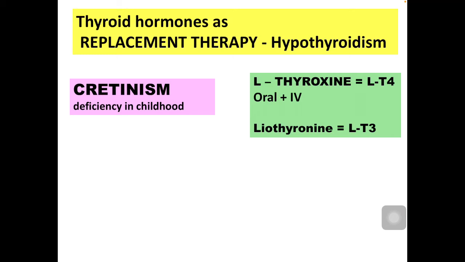Now, where are these thyroid hormones used? The only indication of using thyroid hormones is in replacement therapy, when the body is not able to produce the required amount of thyroid hormones and there is resulting deficiency of T3 and T4 in our body. Now, two types are there. One is childhood hypothyroidism, which is known as cretinism, and another one is adult hypothyroidism, which is also known as myxedema.